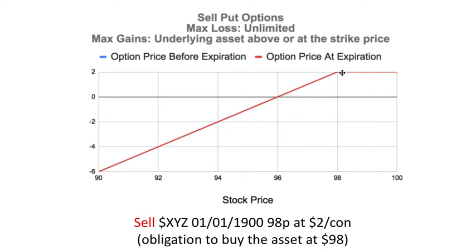For you to make a profit, the stock price has to trade above $96. That's the break-even point, and your profit will be maximized if this underlying asset trades at 98 or above. So in this case, if this underlying asset is at 98 or $100, your option price will be worth $2. So you're going to make 100% basically. So basically, for the sell put option, the max loss is unlimited, while the max gain is when the underlying asset is at or above the strike price.